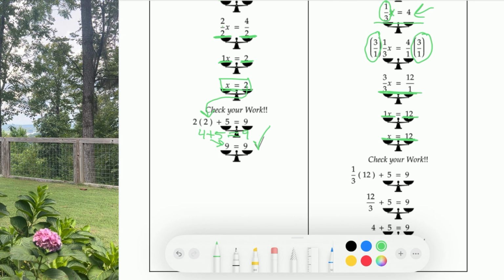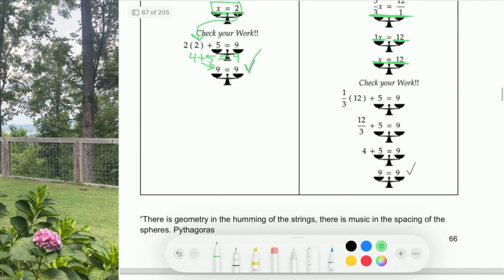Let's check that. So I plugged in the 12 for my x right here. I'm going to make this a fraction. So 12 times 1 is 12, and then 3 times 1 is 3. So we end up with that here. So now I've got 12 divided by 3 gives me 4. 4 plus 5 is 9, and 9 equals 9. So we have, in fact, solved this problem correctly.